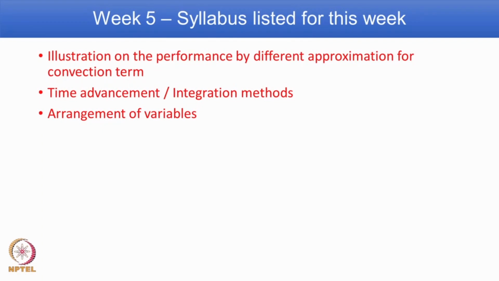Welcome again to this course on CFD. This class is module 5 for this week. We have seen so far illustration on the performance by different interpolation schemes for convection term, time advancement, different methods in the time advancement, arrangement of variables, in particular 3 different arrangements we have seen, and then need for pressure velocity coupling. It described why one has to go for this pressure velocity coupling procedure.